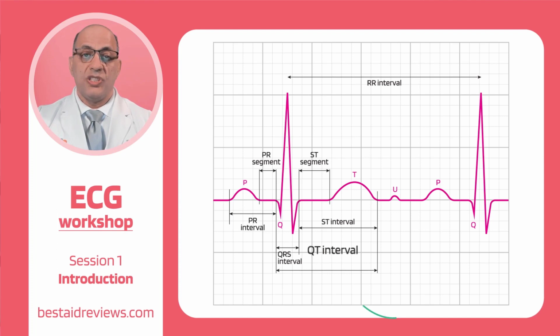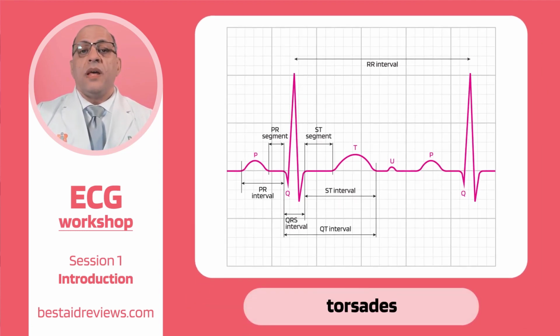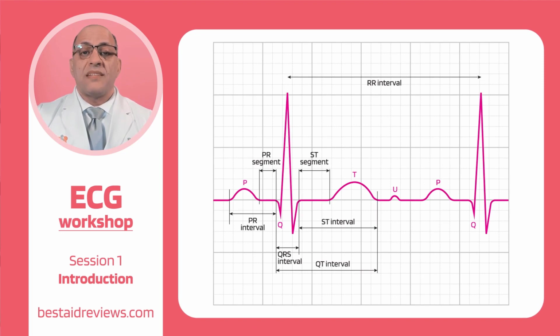Then we look at the QT interval. This is both ventricular depolarization and repolarization. The QT interval is important because when we use antipsychotic and antiarrhythmic medication and even some other drugs, they can prolong the QT interval, and we have to measure it because a prolonged QT interval can cause dangerous tachycardia, ventricular tachycardia, especially torsade.